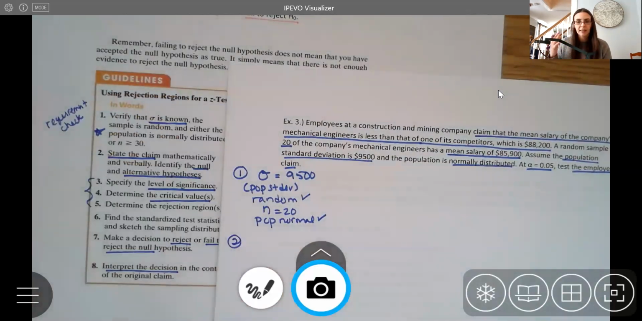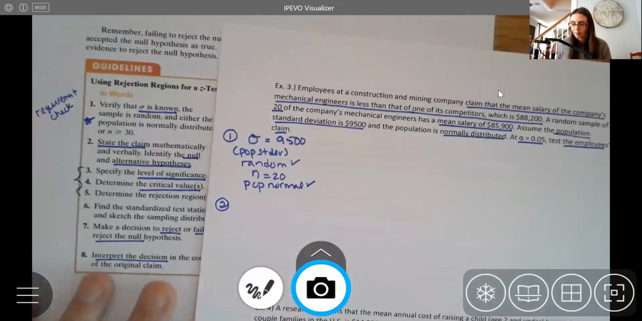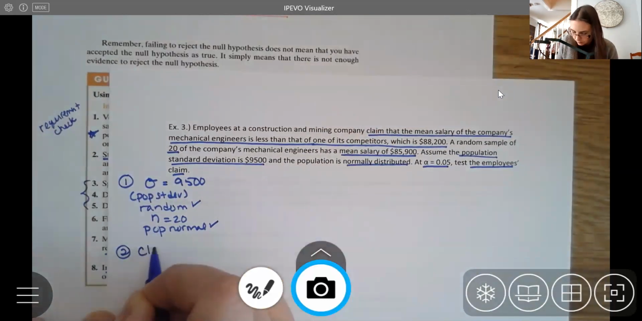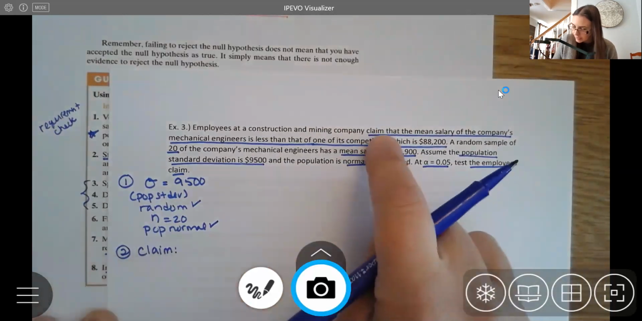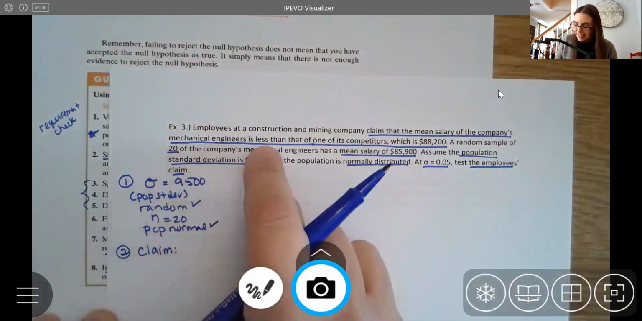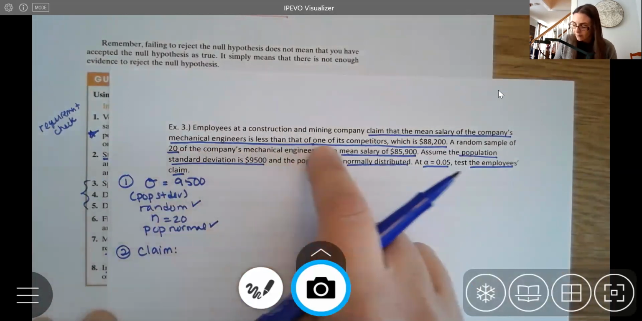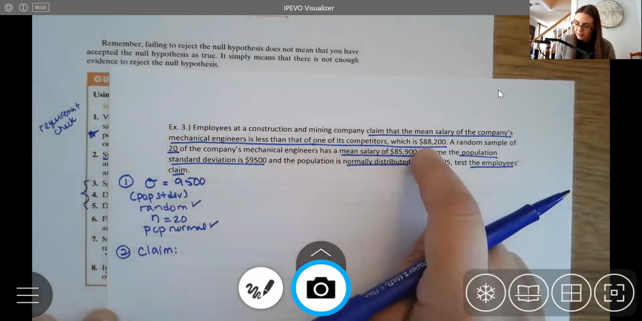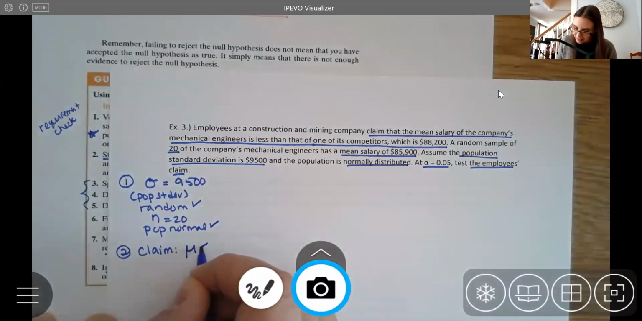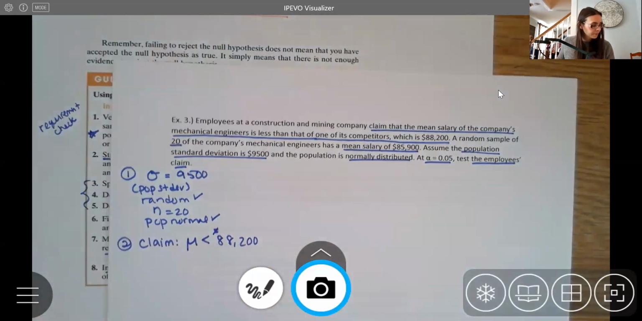Now we're going to go ahead and state the claim, state the null, and state the alternative hypothesis. So our claim here is that the mean salary of the company's engineers is less than one of its competitors, which is 88,200. So they're saying that the mean salary is less than the 88,200. That's what their claim is.